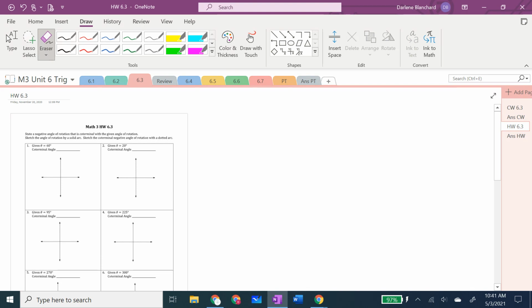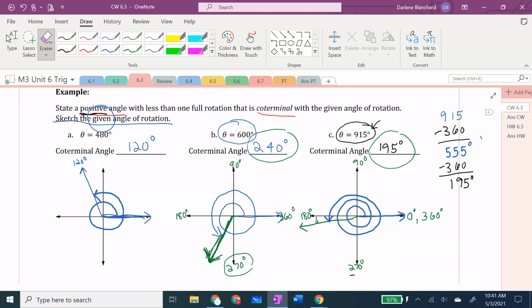But this circularness, we're going to be connecting it to those right triangles next. So I want to prepare you a little bit for that.